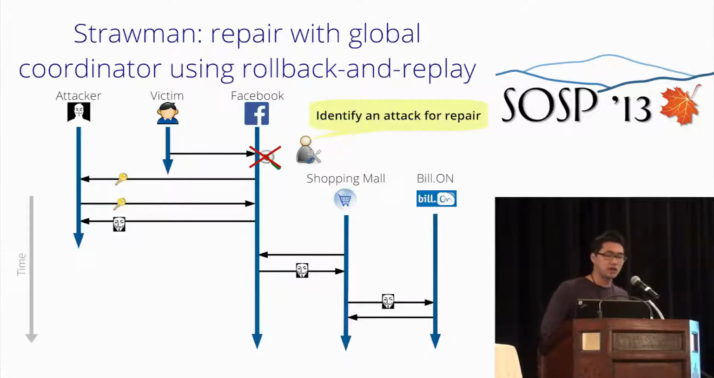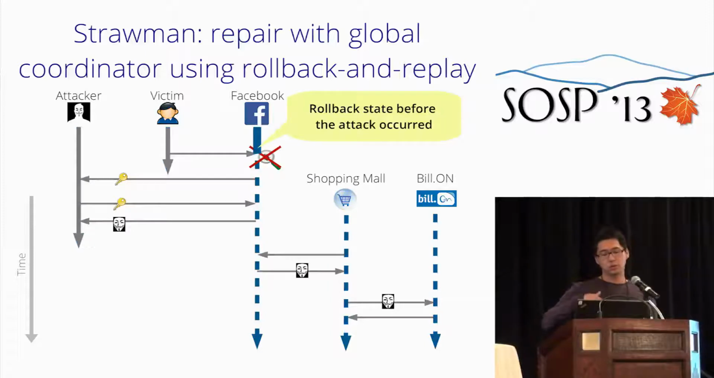This is the strawman design of our repair mechanism, with a global coordinator using rollback and replay. In order to initiate this recovery, we need to identify an attack for repair. In this example, all the requests that were affected by this vulnerability in Facebook will be re-executed. In order to roll back our system, we simply stop the entire world and roll back Facebook, including 2 other services. Then we re-execute the recorded requests.